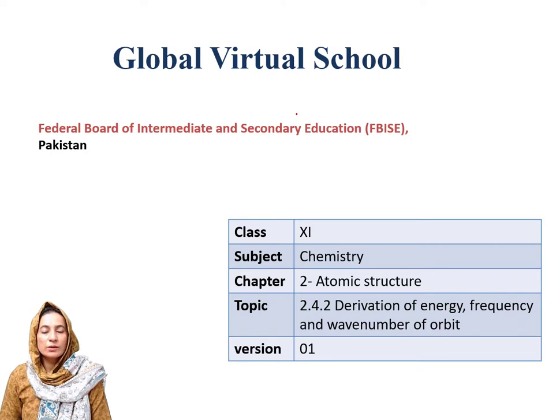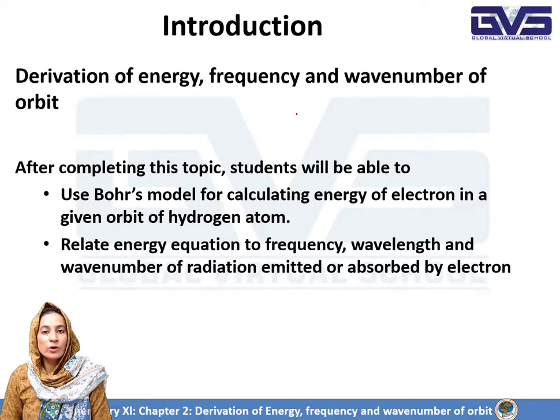I'm Dr. Ijaz Bano and we are on chapter number 2, atomic structure, and the topic for today's discussion is derivation of energy, frequency and wave number of orbit. And in the previous lecture, that was also about the Bohr atomic model and its application, we calculated the radius of the nth orbit of the hydrogen atom, and this lecture is the continuity of the previous topic, that is Bohr's atomic model.